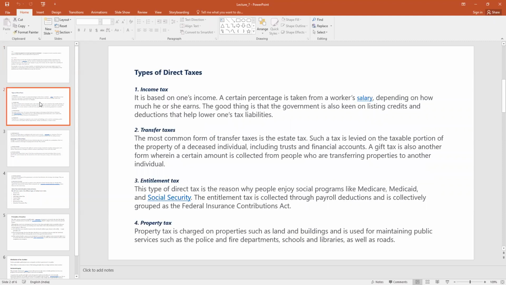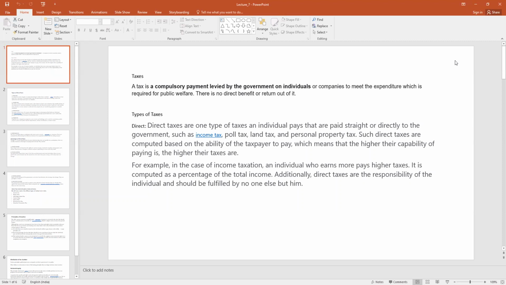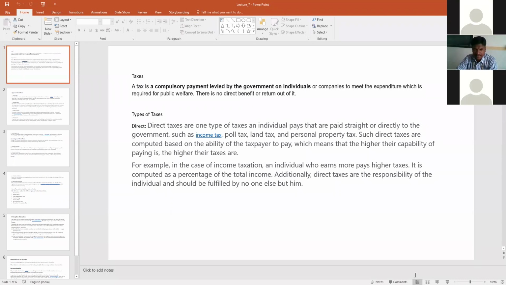Is it clear? Yes, sir. Students, is it clear what is direct tax? Yes, sir.